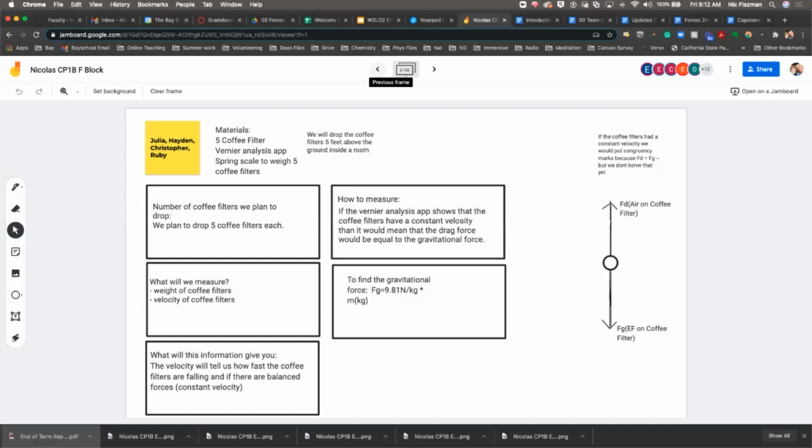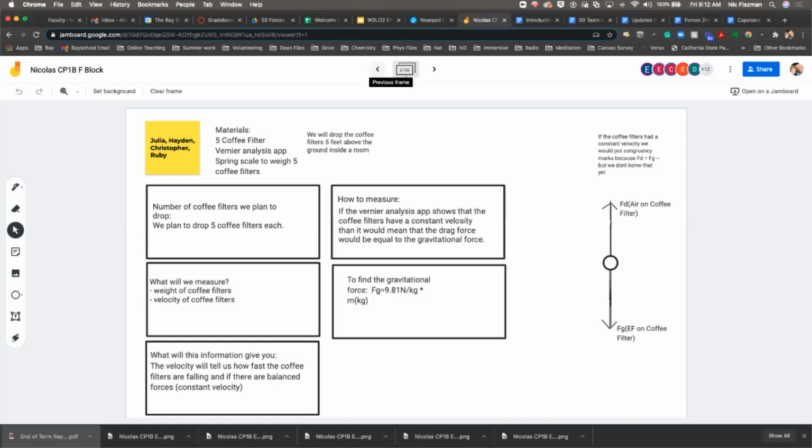Cool. And we also did a force diagram to show what we were talking about. So if there was constant velocity, then there would be balanced forces. So the drag would equal the gravitational force. So we would put congruency marks.